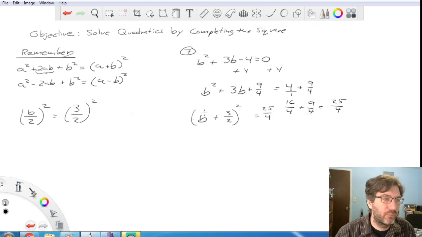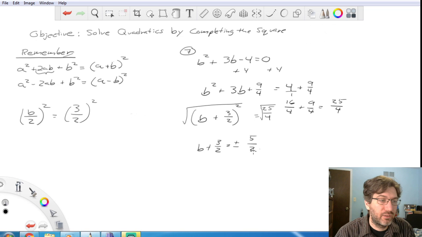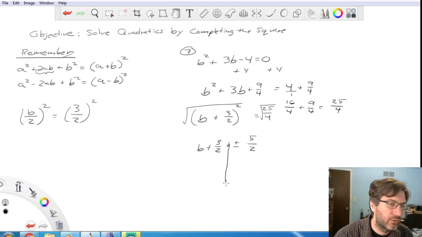I'm just going to solve for b here. I'm going to take the square root of this side, and I'm going to take the square root of this side. Taking the square root over here just leaves me with b plus 3/2. And over here, this is going to be the plus or minus, because again, I get both. And then the square root of 25 is 5, square root of 4 is 2, 5/2. And that works out nicely too because my denominators are both the same already. I don't have to find common denominators when I do all this, but solve for both of them.